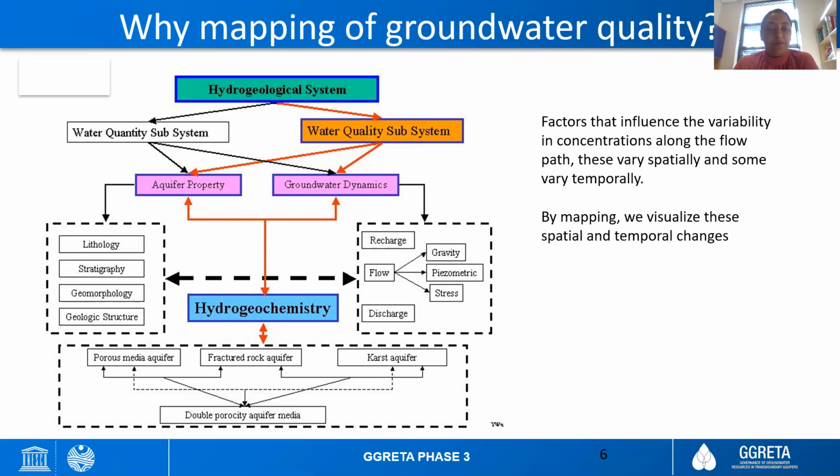Some of the factors refer to your aquifer properties, and some of them to your flow, recharge, and discharge processes. Also, the type of aquifer that you have. So these three interact to give you a resultant hydrogeochemistry. The time that your water is in contact with your lithologies, the type of aquifer unit that you have, and the amount of recharge that you receive, all of those play a role in what you see when you analyze a sample.